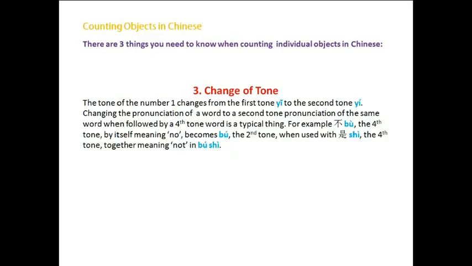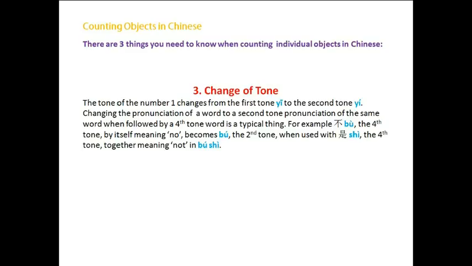And the third thing you need to know is the change of tone. Normally, the number 1 is pronounced yi, the first tone. But when you're counting and followed by the word ge, the fourth tone, yi changes from the first tone to yi, the second tone. Changing the pronunciation of a word to a second tone pronunciation of the same word when followed by a fourth tone word is a typical thing.